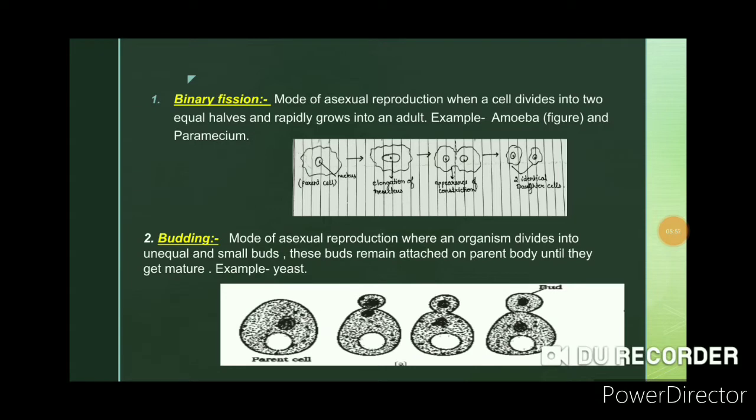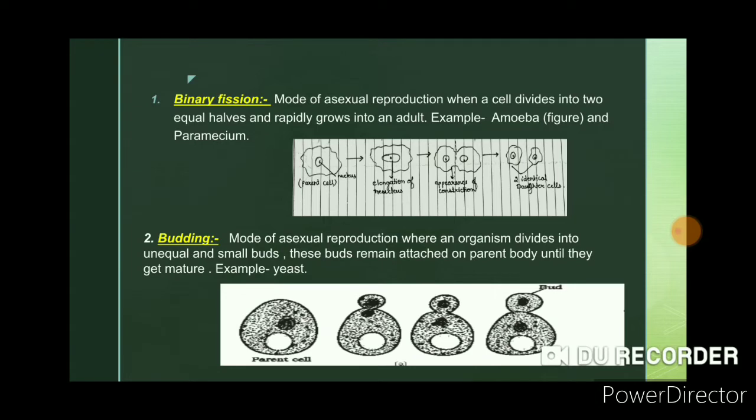For example, we have amoeba as shown in the figure, and paramecium. In amoeba, like we can see in the figure, the parent cell consisting of a single nucleus and cytoplasm divides. The first step that takes place is the elongation of the nucleus; the nucleus first of all elongates. Then the cell body of the parent cell gets a constriction, that is, it starts to divide from between, and then it divides into two daughter cells, that is, two daughter nuclei.